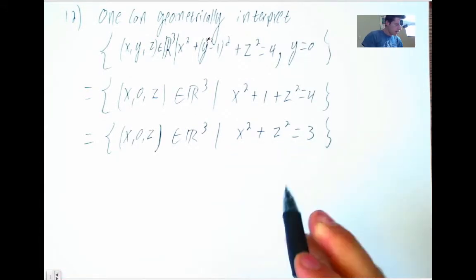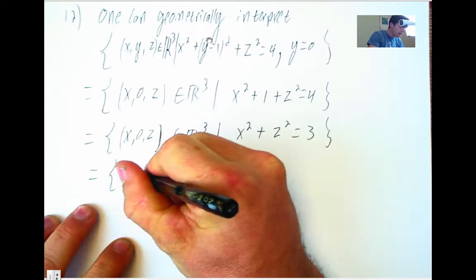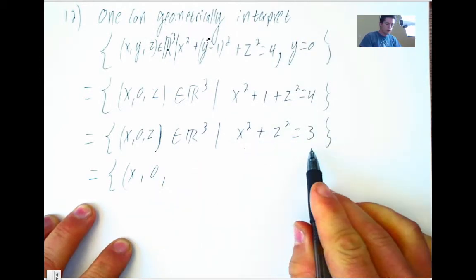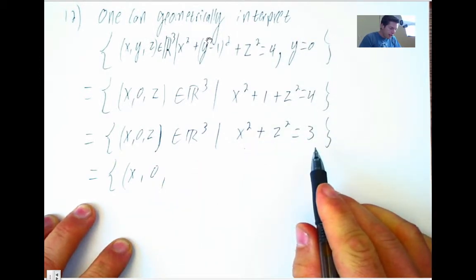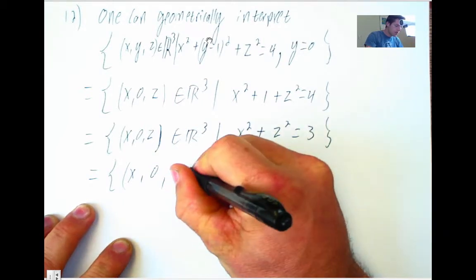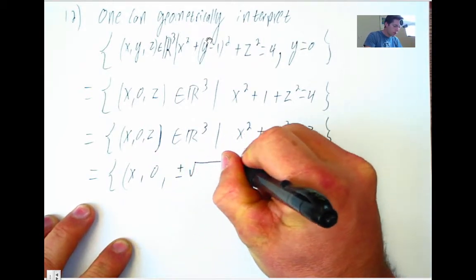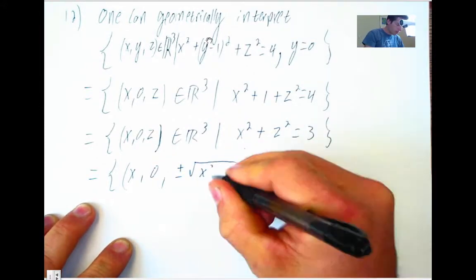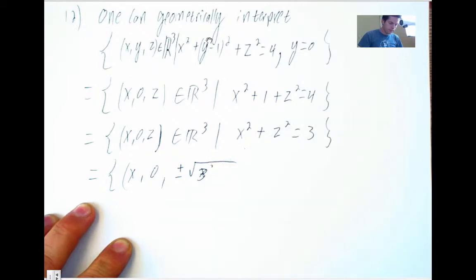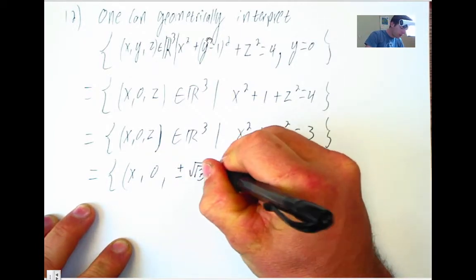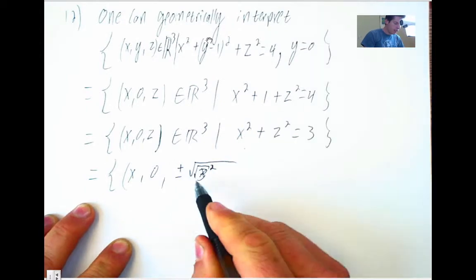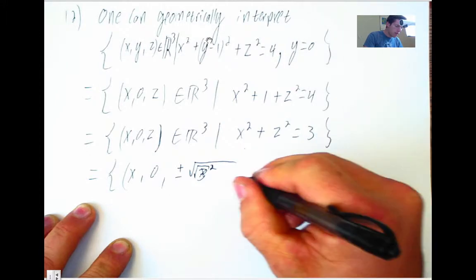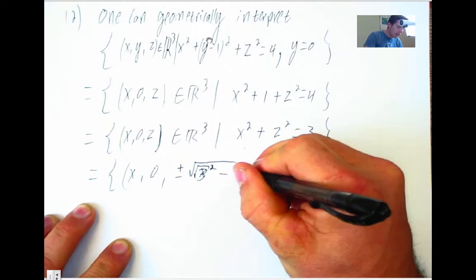And I could say this is simply x, 0, and if I rearrange that algebraic equation for z in terms of x, I would have z is plus or minus the square root of 3 minus x squared. Okay, sorry, the square root of 3 squared is just 3, minus x squared.